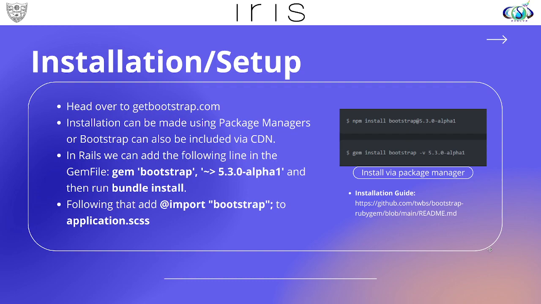Okay. Installation of Bootstrap can be done in many ways, such as using a package manager or using the CDN, or it can also be downloaded. For us, we'll be installing the Bootstrap gem and then using the bundle install command and finally adding an import statement to application.scss. I'll walk you through the process in the demo.